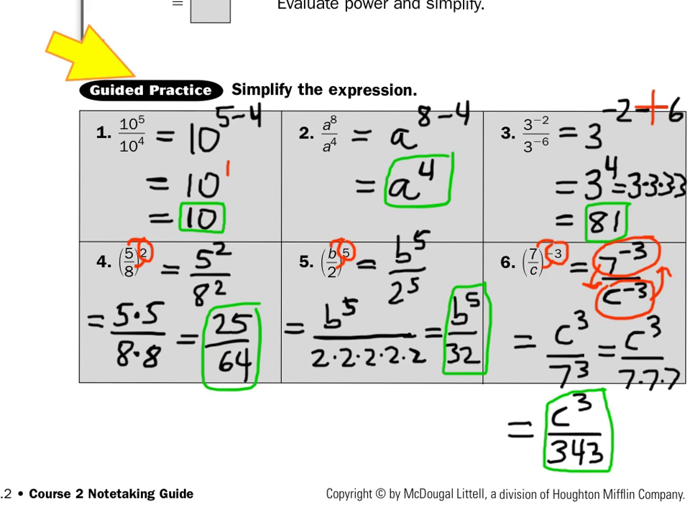Okay, take a look at number 2. A to the 8th power over A to the 4th power. Well, the bases match, so I copy the A, and then I'm going to do 8 minus 4, so it's A to the 4th power. Take a look at number 3.